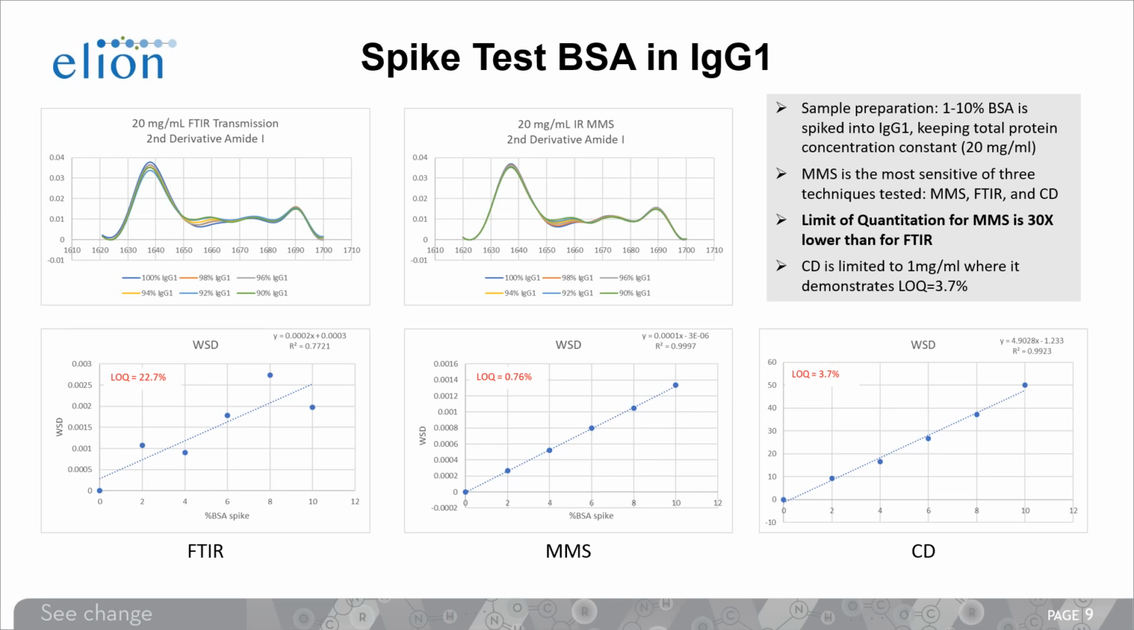The metric they used for similarity for this spike test series was weighted spectral difference, shown on the plots below. And the limit of quantitation for traditional FTIR was 22.7%. In comparison, MMS yielded a limit of quantitation of 0.76%, so 30 times better sensitivity than traditional IR methods. On the right, we have a CD which could not measure the solution at 20 mg per mil, so the measurement was taken at 1 mg per mil, where it yielded an LOQ of 3.7%.